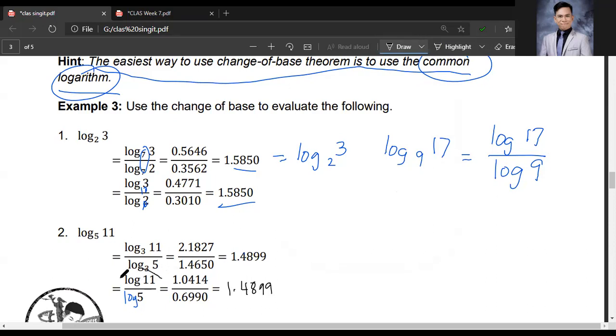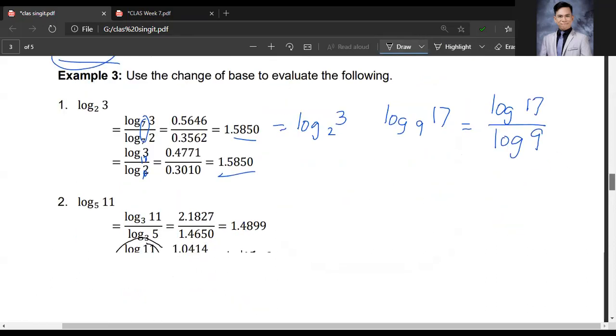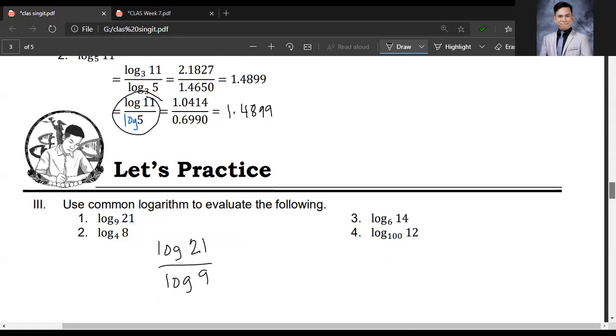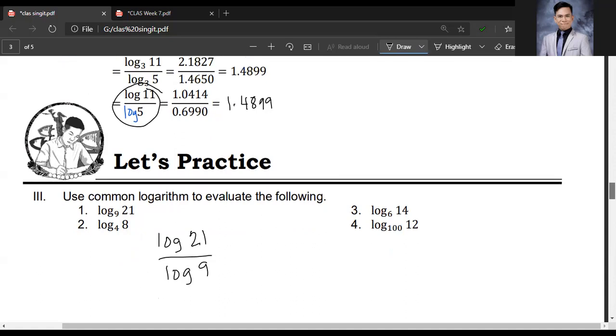So, ayun nga, katulad ng sinabi ko, ito na yung gamitin nyo, yung walang base or base of 10 or common logarithm. So, use common logarithm to evaluate the following. You have logarithm of 21 with a base 9, magiging logarithm of 21 over logarithm of 9. And so on. Okay? Ngayon, class, nakalimutan ko kasi magsabi sa inyo na you need to have a scientific calculator. Pero if you can use your phone, okay lang din, basta may logarithm. Okay? So, yun siya. Madali lang yung change of base, di ba?